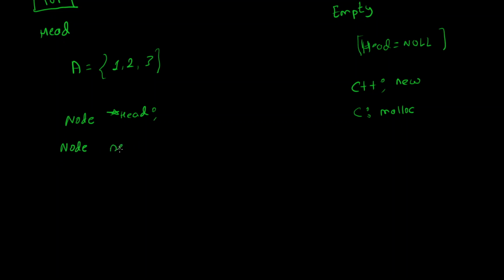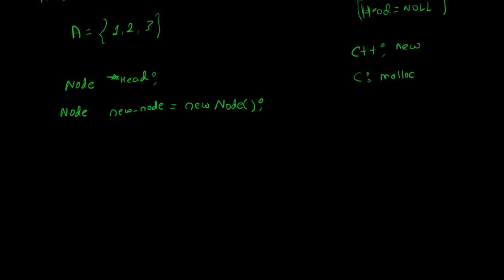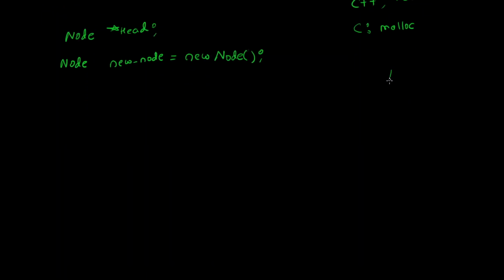So newNode is equal to new Node, and it should have brackets, obviously. So what is happening actually is, let's say this is the heap memory, and these are some memory locations.